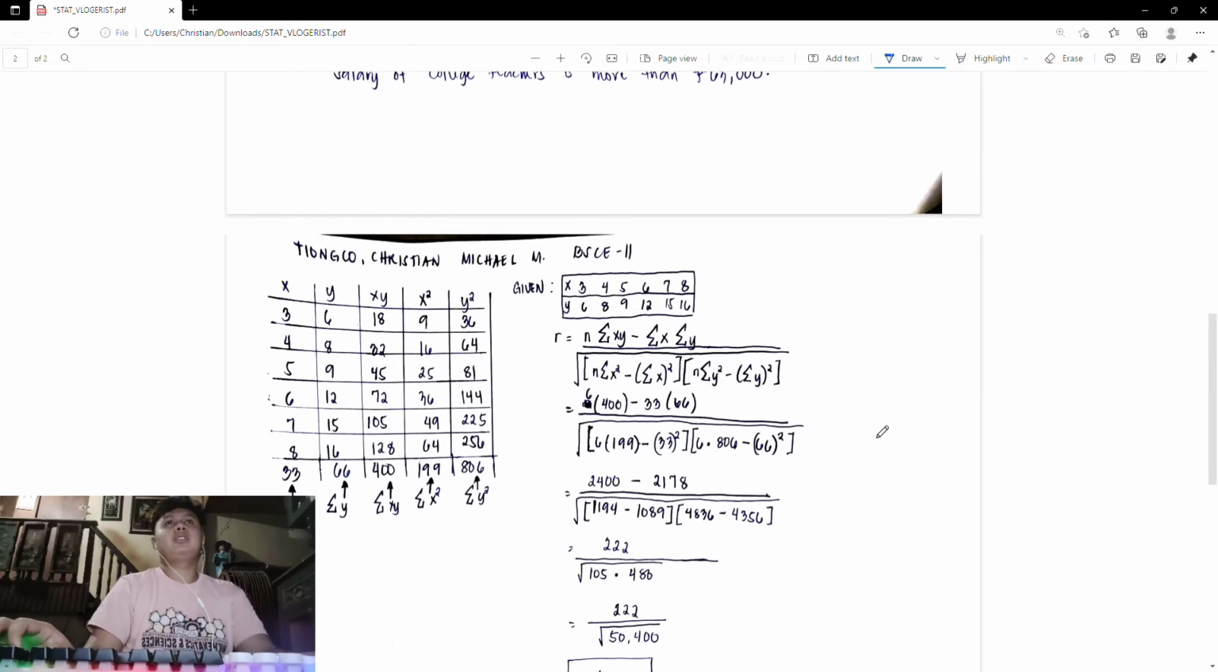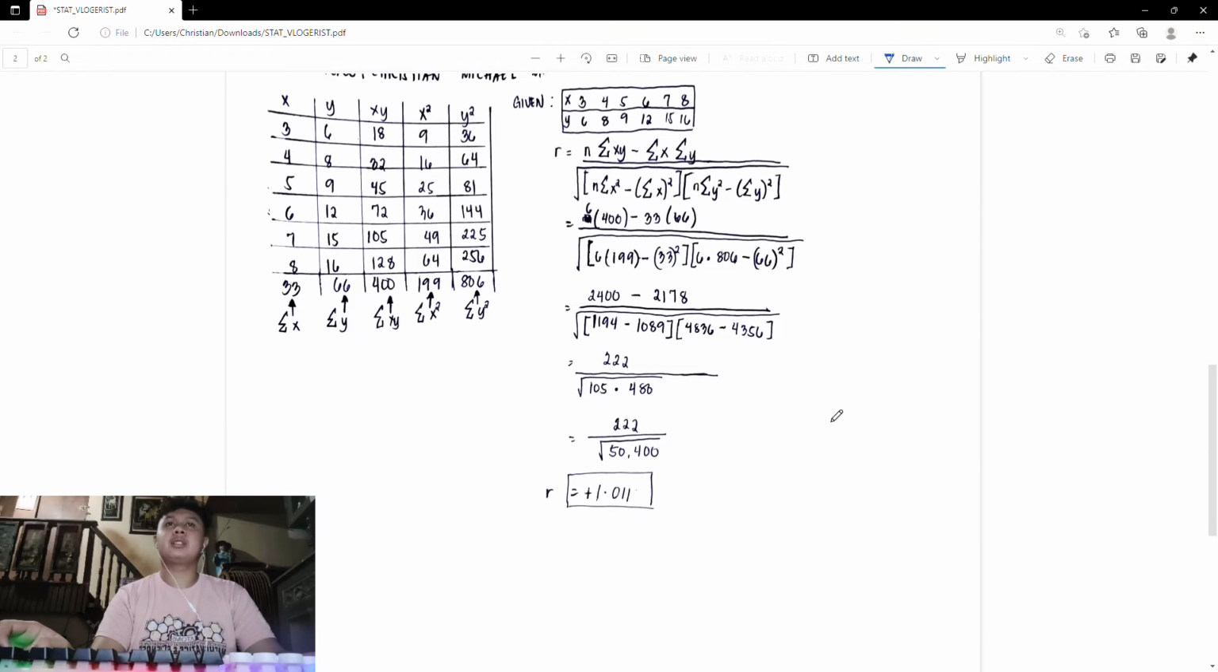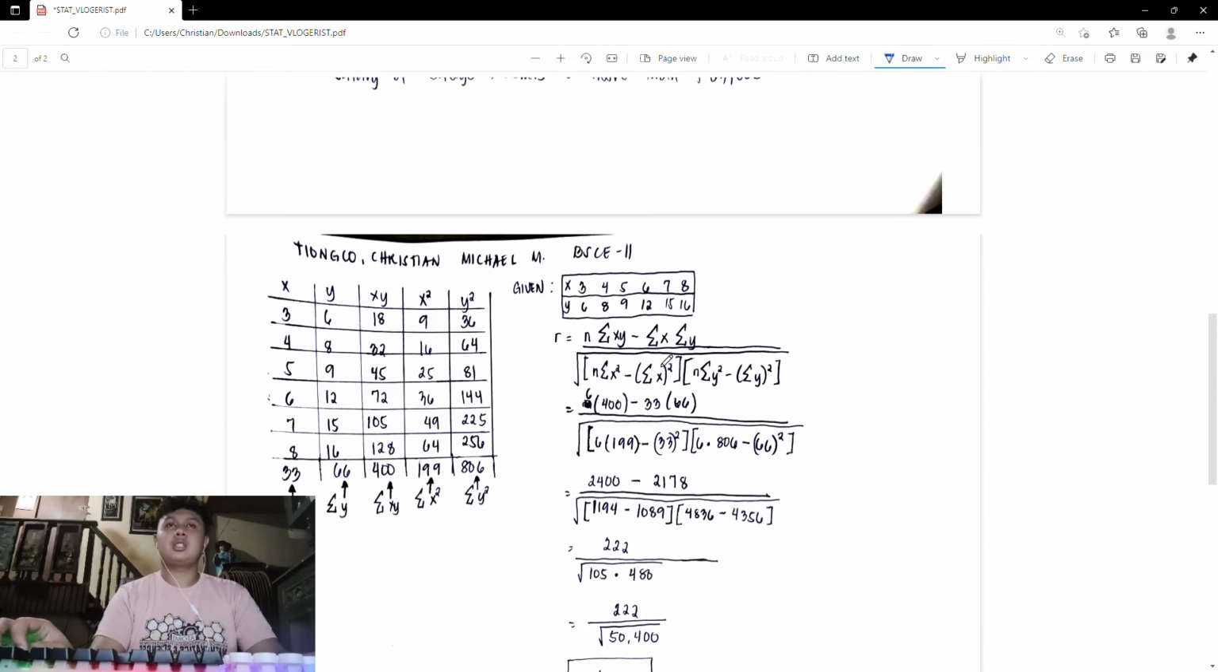Good day everyone. For today's discussion, let's try to solve problems from correlation, linear regression, and hypothesis testing. First problem, the given is: x variable 3, 4, 5, 6, 7, 8 and y is 6, 8, 9, 12, 15, 16.